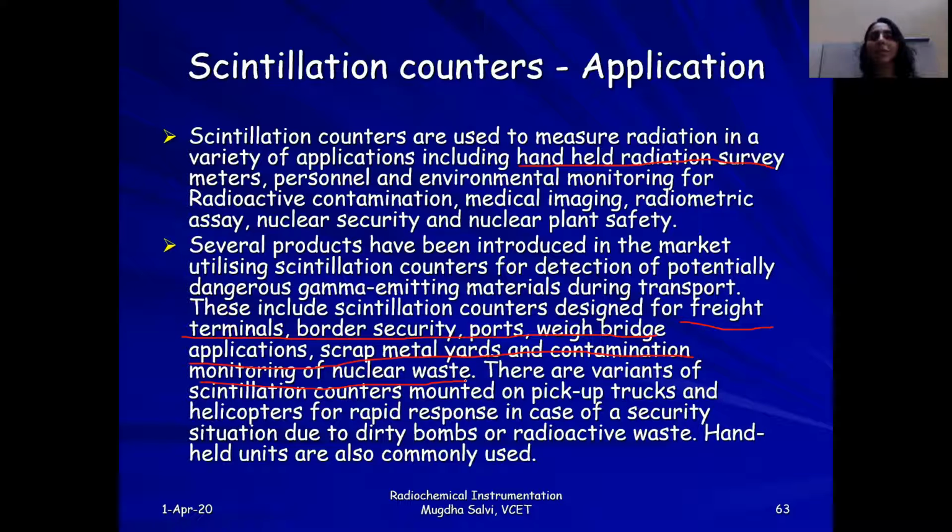There are numerous applications for these because they are very good in handling. They are rugged enough to be handled.